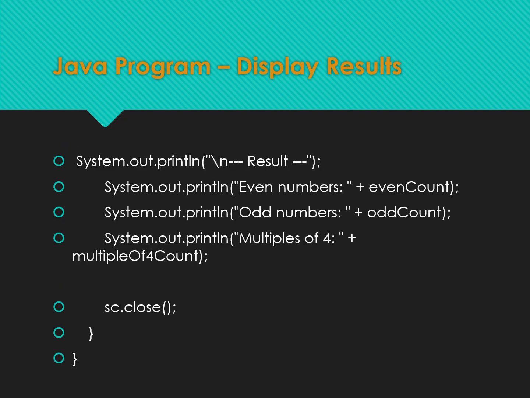In this final part of the code, we display the results after the loop has finished. We print the total number of even numbers, odd numbers, and numbers that are multiples of 4 using System.out.println. Lastly, we close the scanner object with sc.close to free system resources. This completes our program logic. Now let's see a sample run of the program in the next slide.